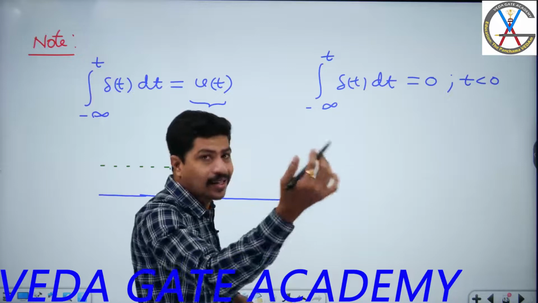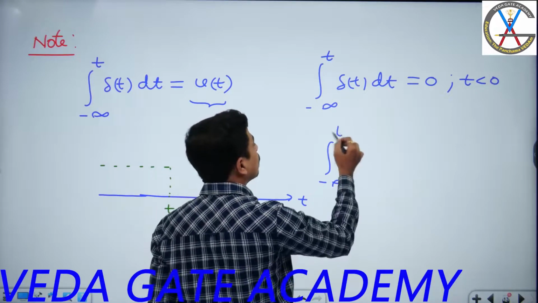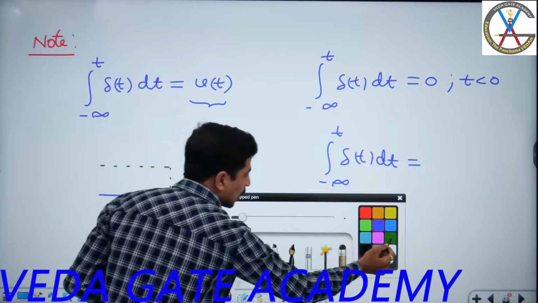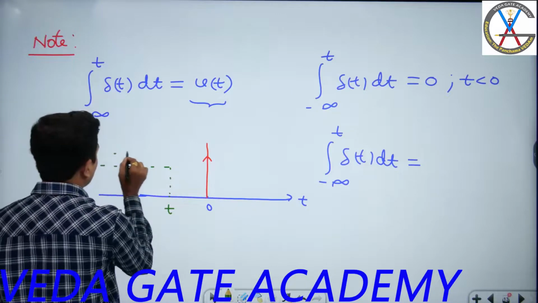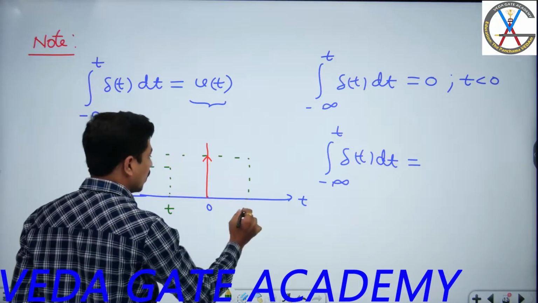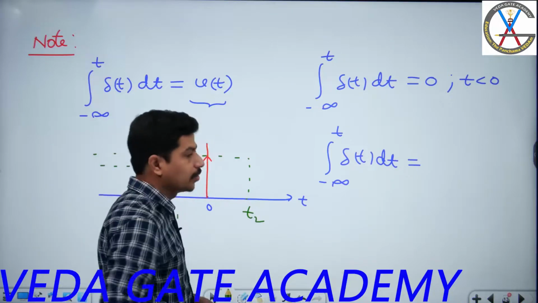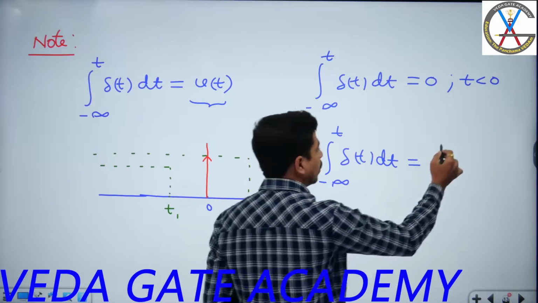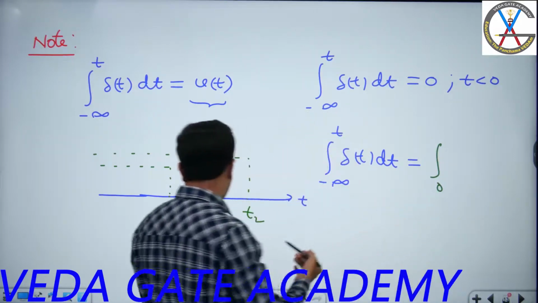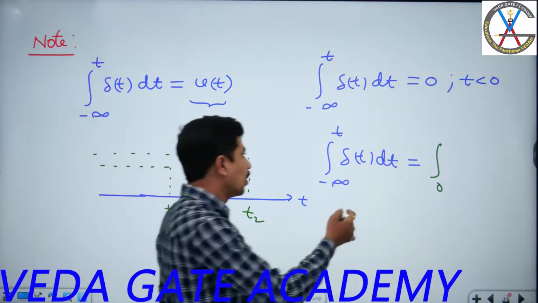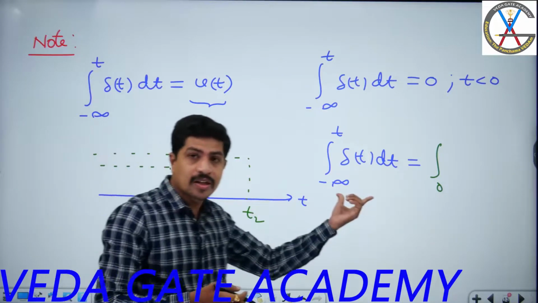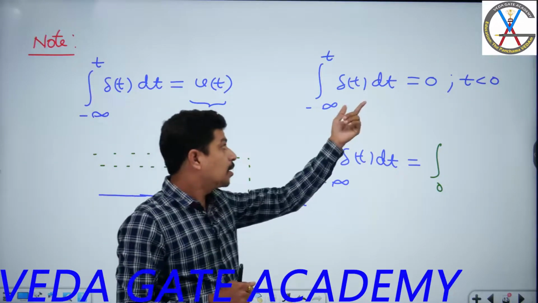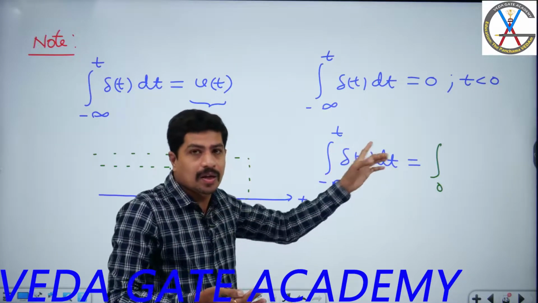Now let me take t greater than 0. The integral from minus infinity to t of del of t dt is equal to, let's mark it first. I am taking the integration for t greater than 0 somewhere here. I'll call this one t1, this one t2. I can write this as the integral from 0 to t. Why? Because the impulse signal exists only at t equal to 0. Is that signal included or excluded in this integration? Included, because I am after 0. In the earlier integration, the signal is not included, because we are before 0.